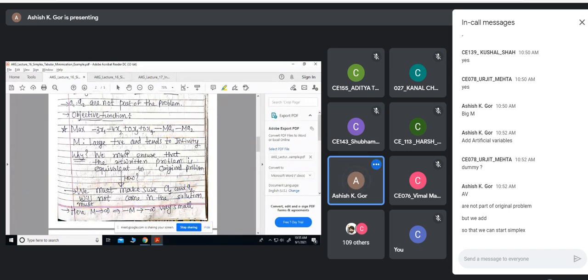As I said, M is a large positive value, meaning M tends to infinity, which also means minus M tends to negative infinity, a very small number. For example, M is 10 to the power 6, so it is 10 to the power 6 A1 and 10 to the power 6 A2. If I were to maximize this, should I pay attention to A1 and A2? Because it's minus 10 raised to 6 A1.